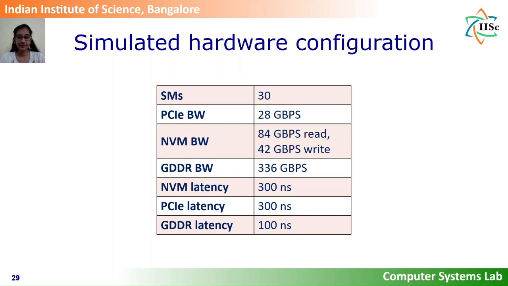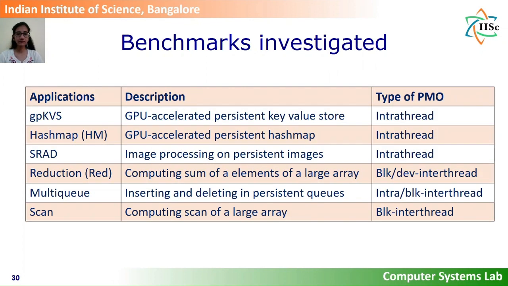We evaluated SBRP by extending GPGPU-Sim 4.0. The following table lists the simulated configuration. We evaluate 6 applications shown in the table. Each application places its key data structures in the PM for recoverability. These applications have different types of PMO like intra-thread block and inter-thread block.